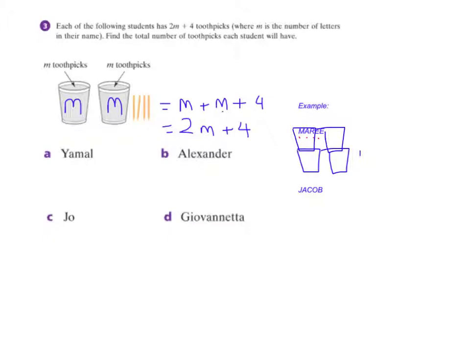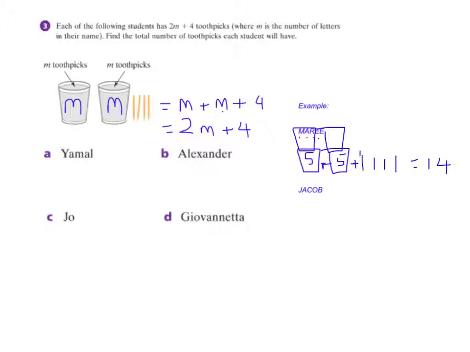So we've got my 2m's plus my 1, 2, 3, 4 on there. So I know I've got my 5 on there because of my name, and I've got my 4 on the end. So I've got 5 plus 5 is 10, plus my 4, so I've got 14.